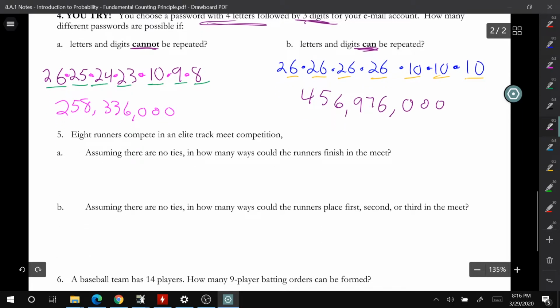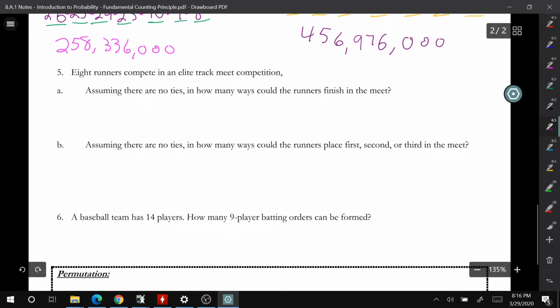All right, let's look at number 5. So if we look at this, it says 8 runners compete in an elite track meet competition. Assuming there are no ties, in how many ways could the runners finish the meet? So if we have 8 runners, we have 8 different places that someone could place. They could place first, second, third, fourth, fifth, sixth, seventh, and then 8th.